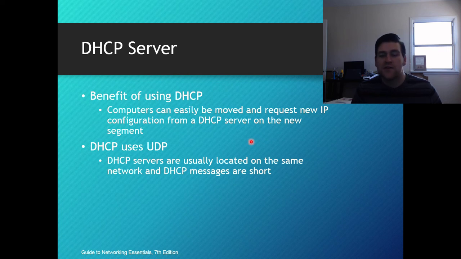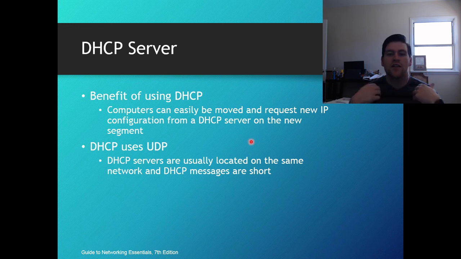Okay, DHCP servers are usually located on the same network, and DHCP messages are short. So DHCP uses UDP. When we talk about the transport layer, you'll understand. I'll delve into the difference between TCP and UDP. Those are the transport layer protocols. We're going to really delve into the differences and why they're utilized, but let's just put it this way: DHCP servers are located on the same network, and DHCP messages are short. That's all you need to know for now.